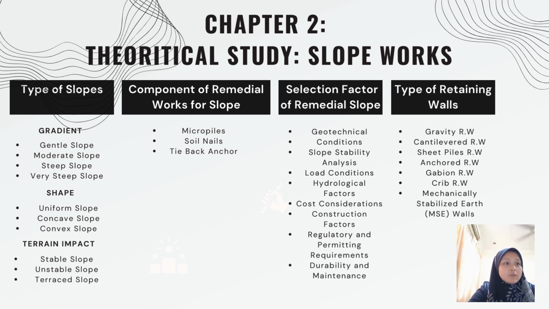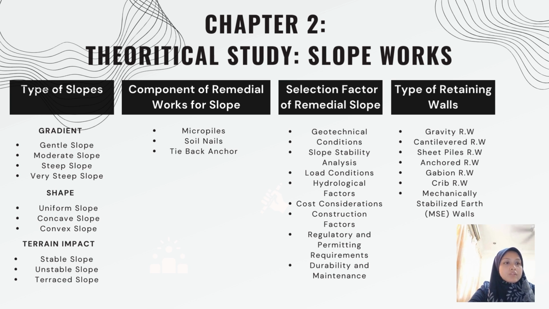There are 7 types of retaining wall, which are gravity retaining wall, cantilever retaining wall, sheet pile retaining wall, anchored retaining wall, gabion retaining wall, and crib retaining wall. Lastly, mechanically stabilized earth MSE walls.